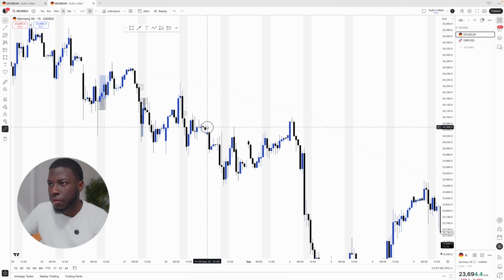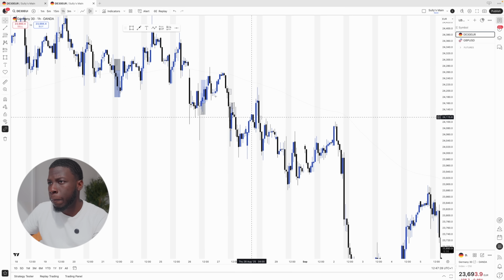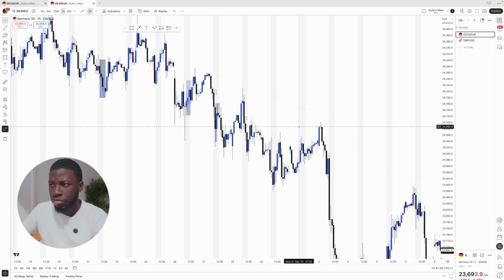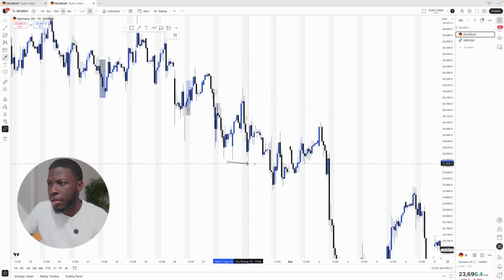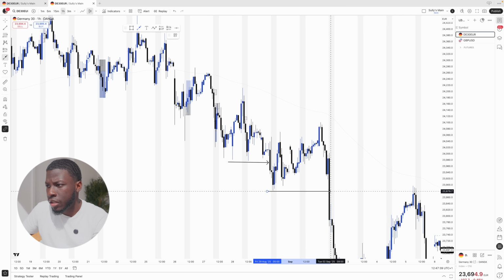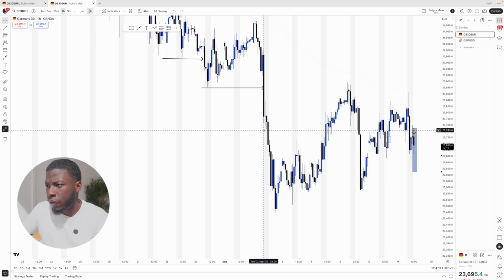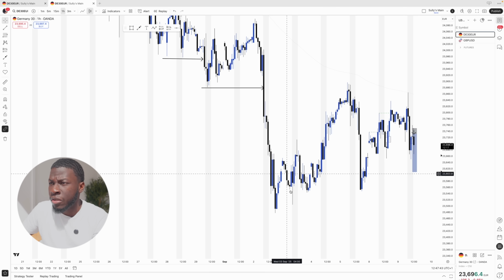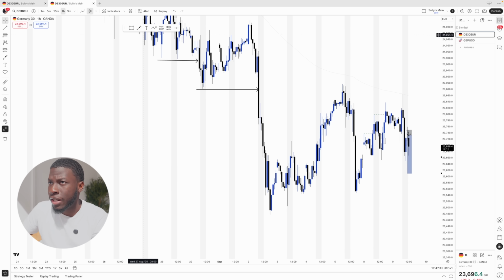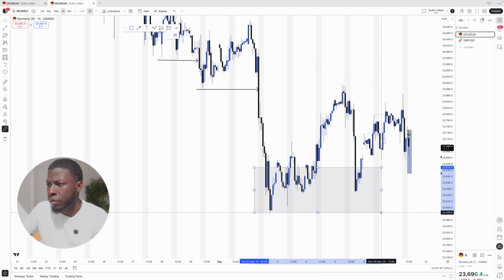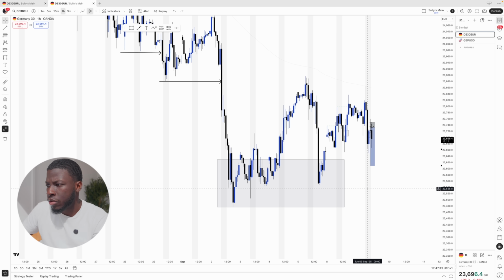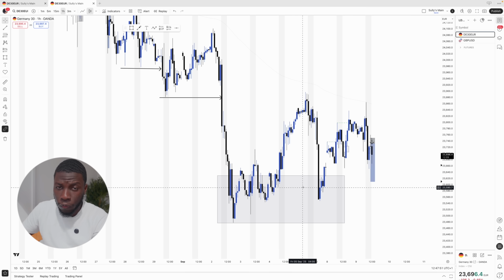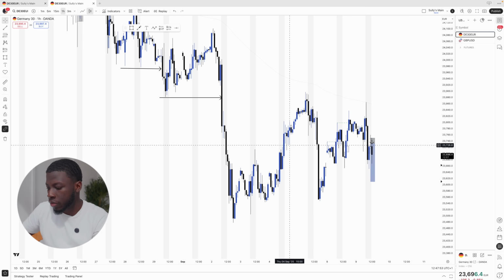Just seeing this right now, you know, overall price is in a downtrend. That's just the general vibe you get. How do you know this? Because you can see price is breaking lows over and over again. Price just keeps going down until we arrived at this point where price has now kind of formed some sort of support, right? But overall, again, price is still in a downtrend.